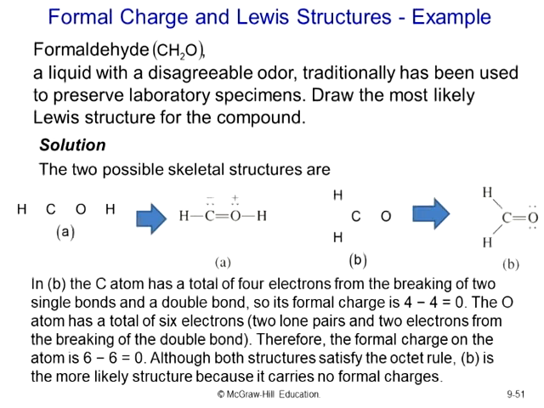Although both structures satisfy the octet rule, B is the most likely structure because it carries no formal charge. In the case of A, we have a formal charge. So if, for example, on a standardized ACS test, you saw these two structures, take the one with no formal charge. You get it? If you count through this, use a simple equation, it will make sense to you. Do not complicate it, simply count it.